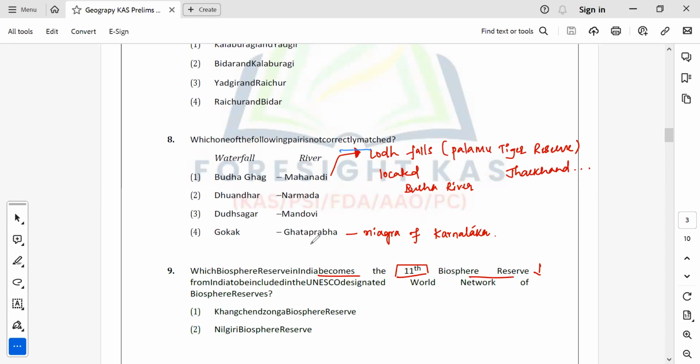So of course you know that Gokak Falls is on the river Ghataprabha. We call it the Niagara of Karnataka. And Dudhsagar, Mandovi, that is also correct.